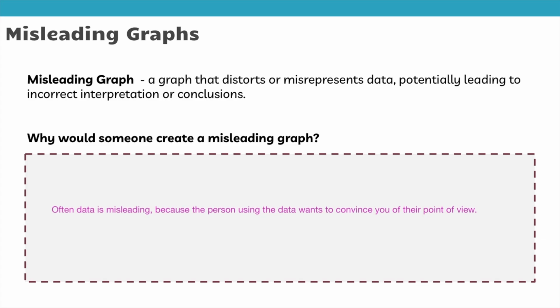Often data is misleading because the person using the data wants to convince you of their point of view. So they're trying to present the data to you in a way that makes you agree with them, as opposed to looking at the data and making your own conclusions. The idea is that you will come to their conclusion as opposed to your own conclusion. So let's take a look at a few examples of this.